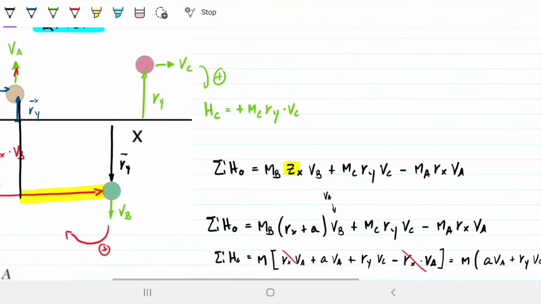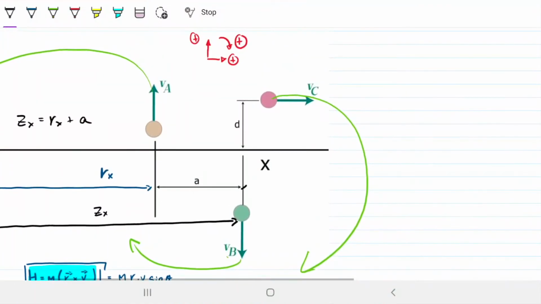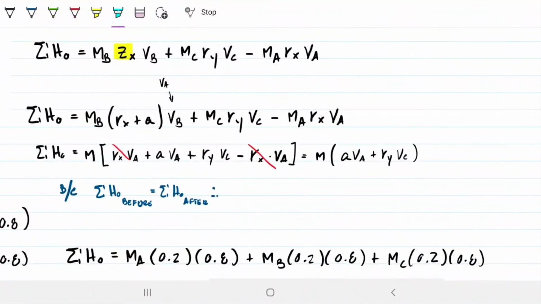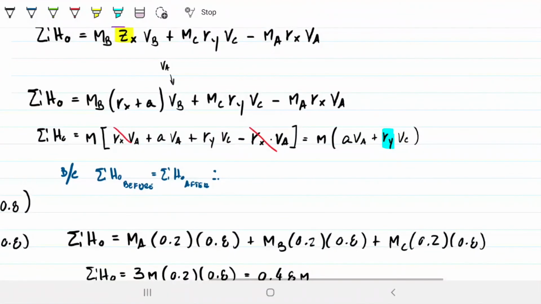If you recall, what are we looking for? We're looking for this distance D. This distance D is exactly what we defined before as Ry over here. So therefore, what we're looking for is this value here, same thing as D. So now let's go ahead and make the two things equal.